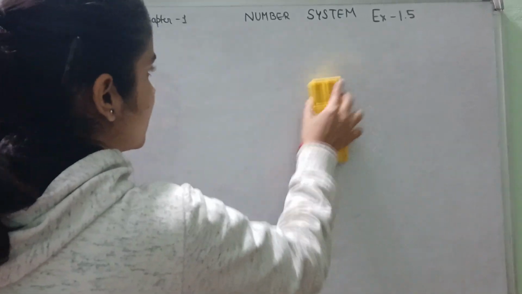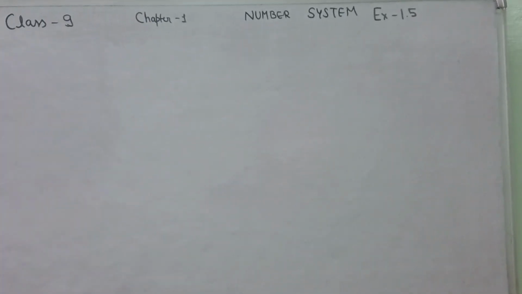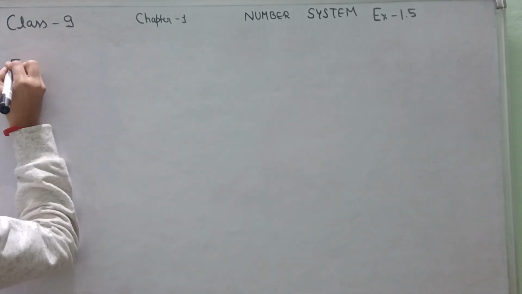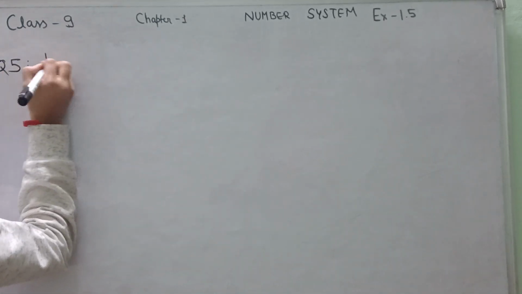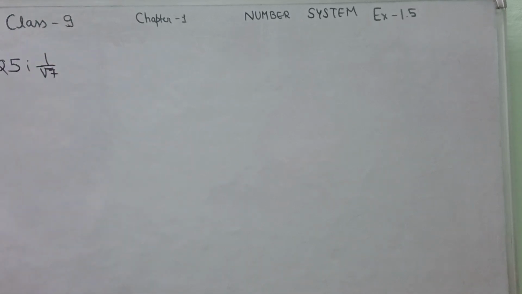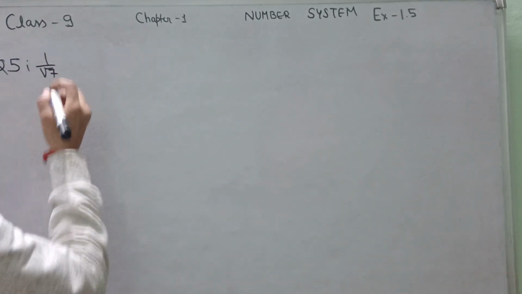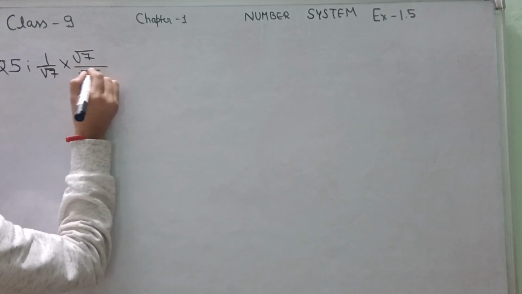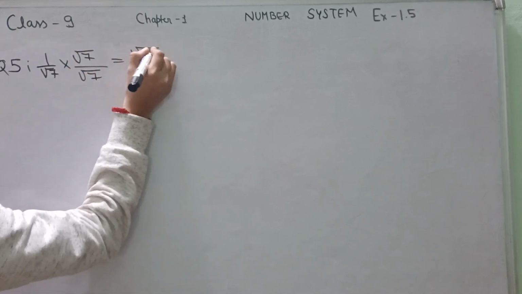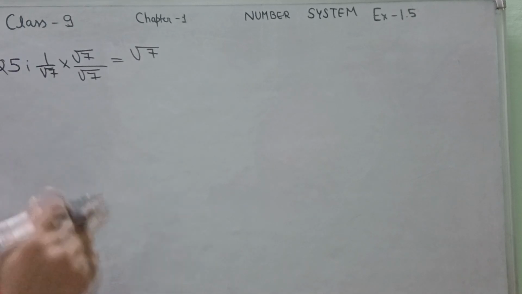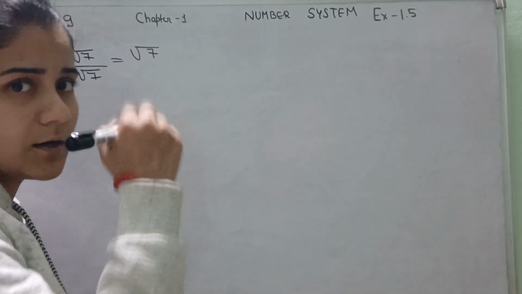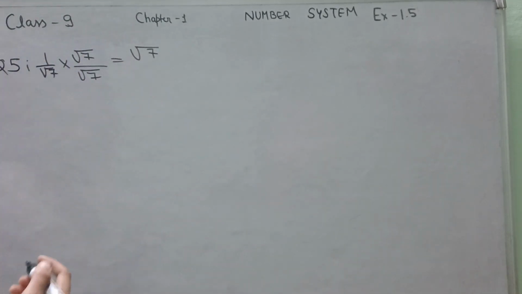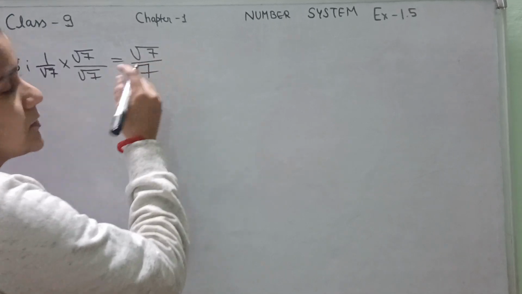Question number 5, rationalize 1 by root 7. What we need to do is simply multiply it by root 7 over root 7. What it becomes? It becomes root 7, and 7 into 7 becomes 49, which is under root 49, which is 7. So this is your answer.